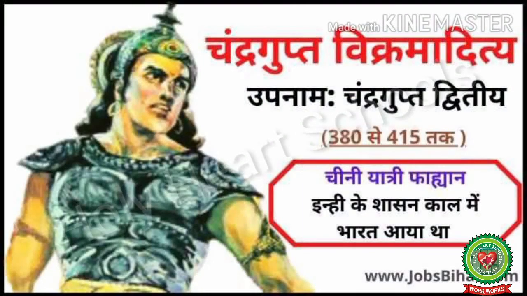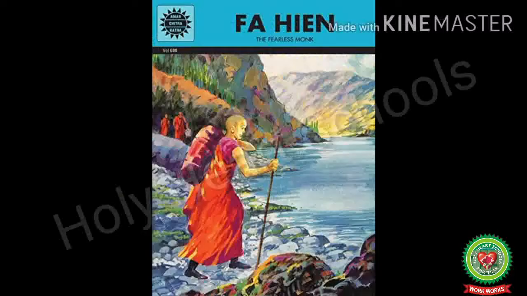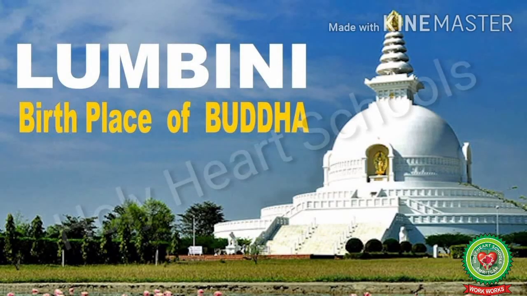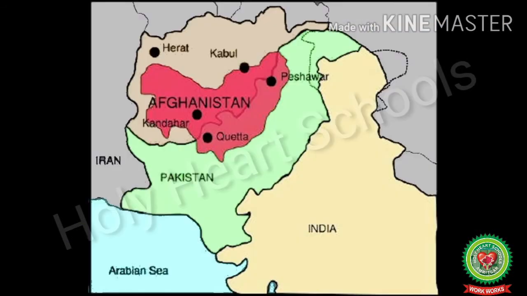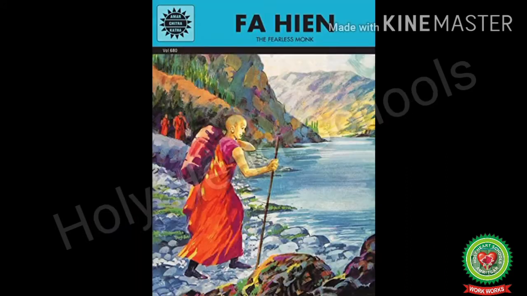So, students, Fa-Hien was the Chinese traveller who visited India to study Buddhist texts during the rule of Chandragupta II. He visited all the places which were connected with Buddha and his life, like Lumbini, Vaishali, Nalanda, Gaya, and Rajgir. He also visited Gandhara, Taxila, and Peshawar. In his account, he wrote about the political, social, and religious life of India under the Gupta administration. So, his account is the most valuable source of information about the Gupta Empire.